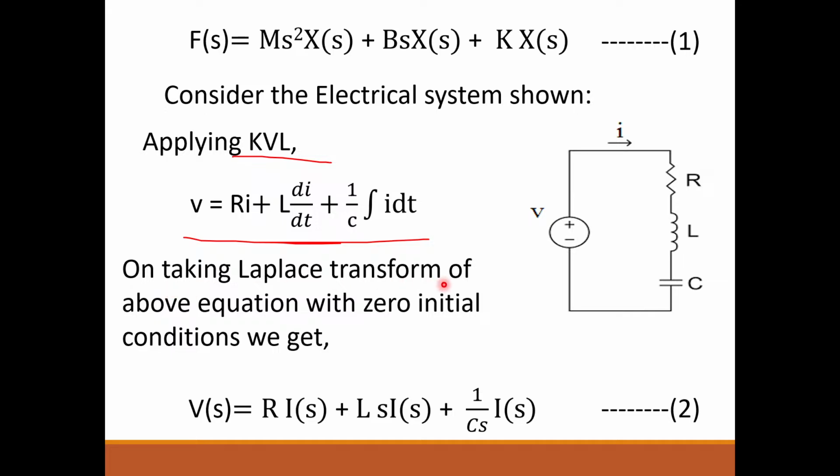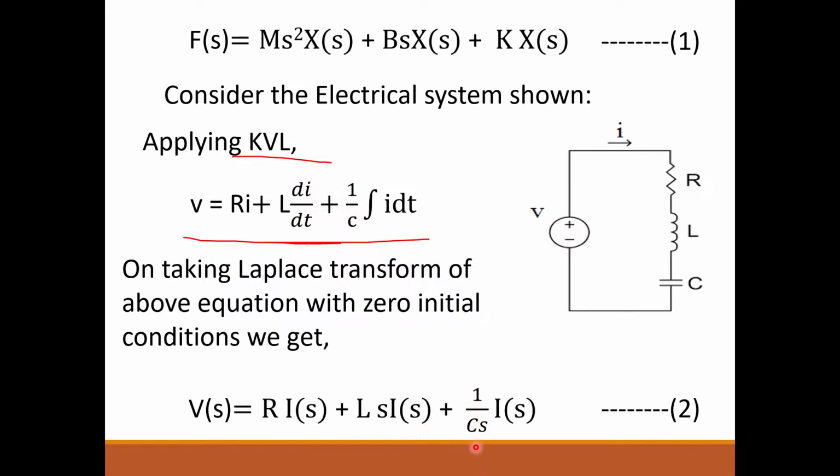Applying the Laplace transformation to the above equation, V becomes V of s. R is constant, so leave it as it is: R into I of s. L is constant, write L as it is. di by dt becomes s I of s.